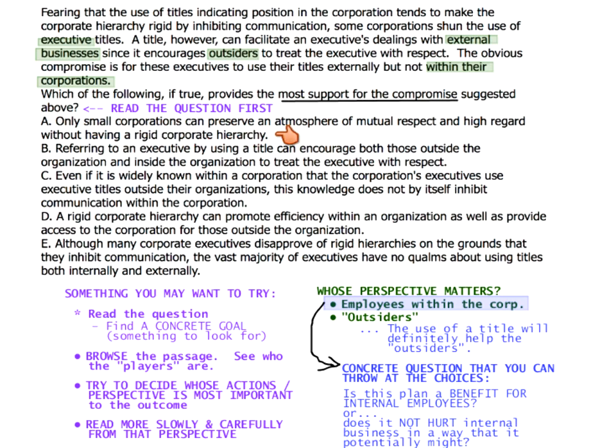Only small corporations can preserve an atmosphere of mutual respect and high regard, blah, blah, blah. What does this mean to, and then the question that you will always hear me throw at everything when it comes to critical reasoning, what does this mean to a 10-year-old? There's a lot of big words in choice A. What does this mean to a 10-year-old? Can anybody explain that to me?